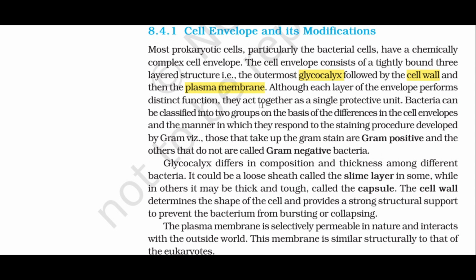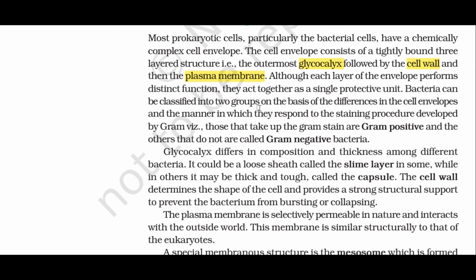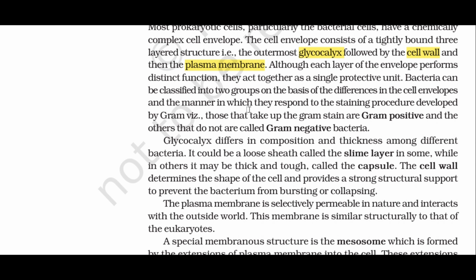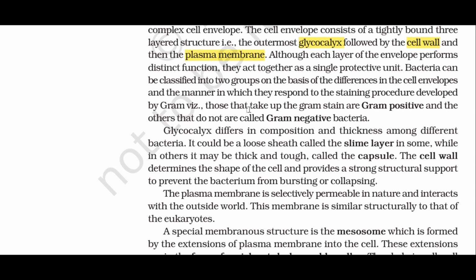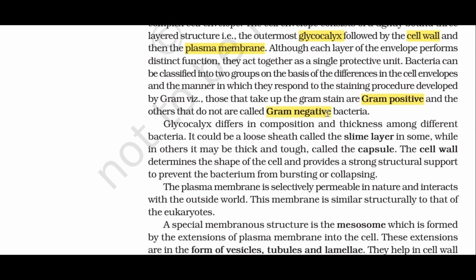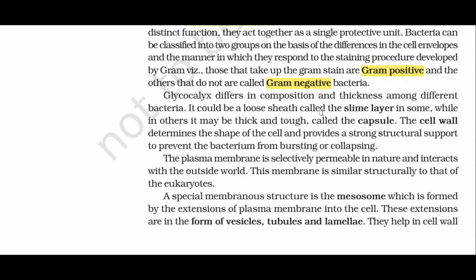Bacteria can be classified into two groups on the basis of the differences in the cell envelopes and the manner in which they respond to the staining procedure developed by Gram. Those that take up the Gram stain are Gram-positive and the others that do not are called Gram-negative bacteria. Glycocalyx differs in composition and thickness among different bacteria. It could be a loose sheath called the slime layer in some, while in others it may be thick and tough, called the capsule.